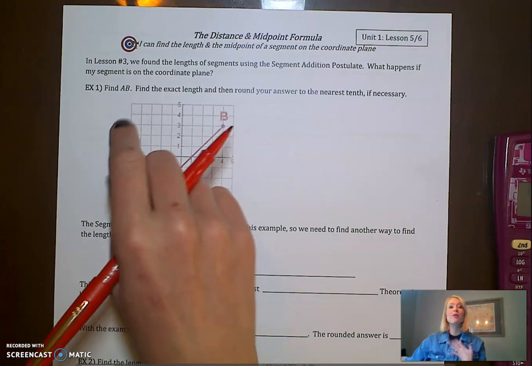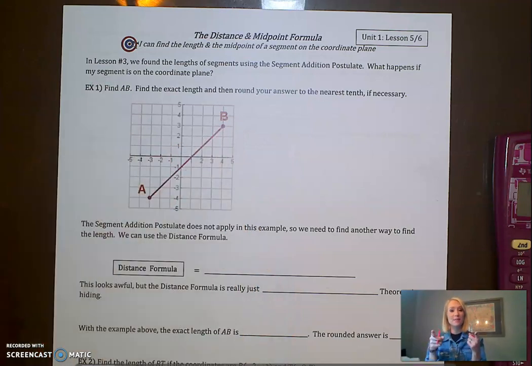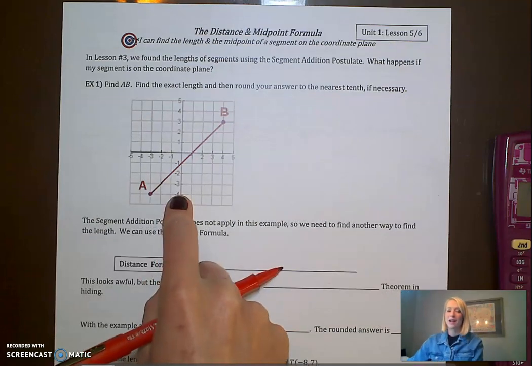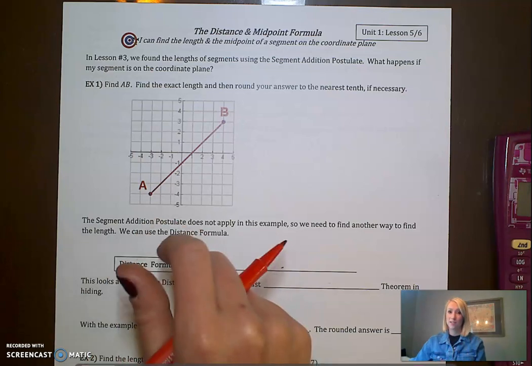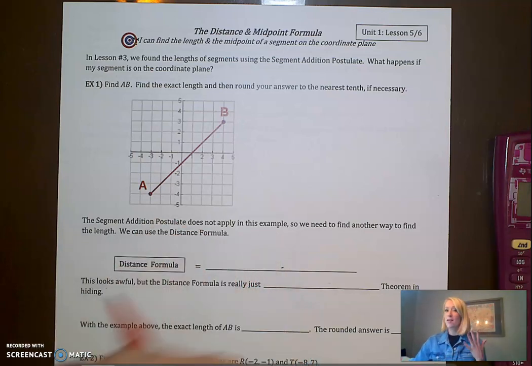Now in lesson 3, we found the length of a segment by using the segment addition postulate. So today we're still finding the lengths of segments, but what happens if they take that segment and they plop it on the x and y axis or the coordinate plane? That's what we're going to be doing on the front of this paper.